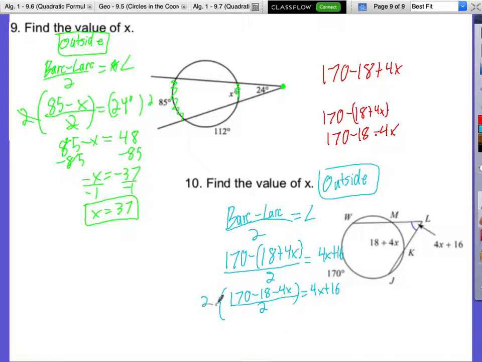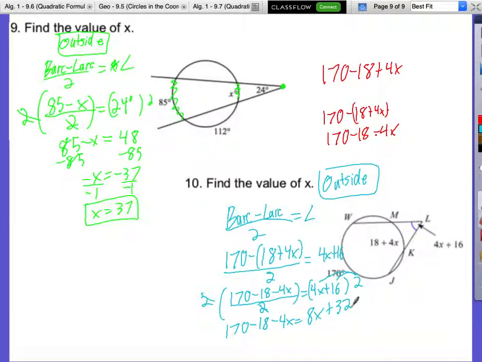Multiply both sides by 2. Once again, we have to multiply the entire side, so we can put it in parentheses. Make sure we distribute. 170 minus 18 minus 4x is equal to, okay, what's 2 times 4x? 8x. What's 2 times 16? 32. Bam. Okay, I'll take a second here. Slow down. We're on the same page. Questions on how we got to this point?